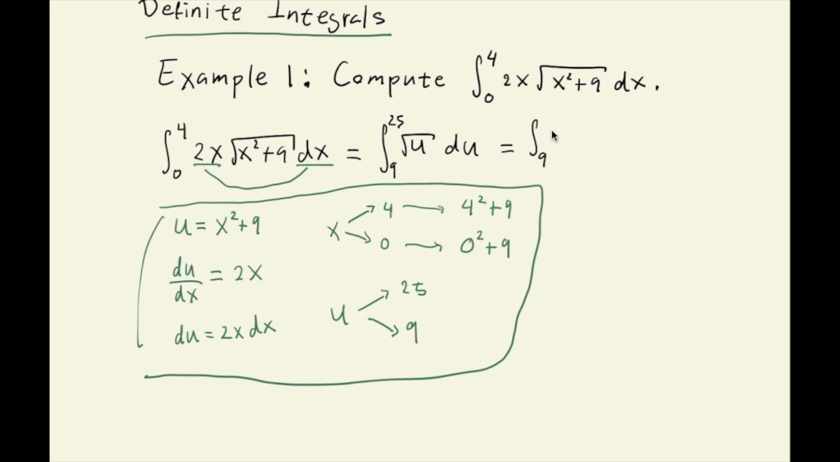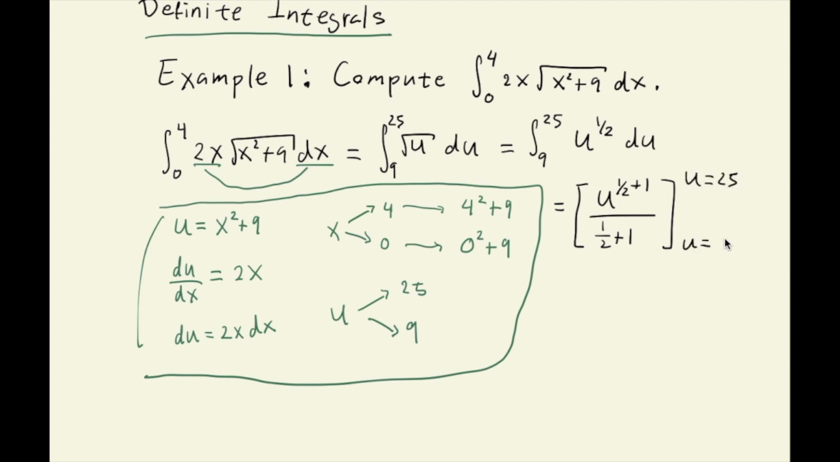This is the integral from 9 to 25 of u to the 1/2, right? A square root is the same as raising it to a half. And if you want to use the power rule, this is going to turn into u to the 1/2 plus 1, right? You add 1 to the exponent and you divide by 1/2 plus 1. And this is for u equals 25, u equals 9.